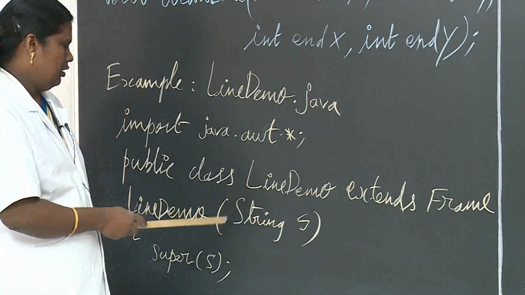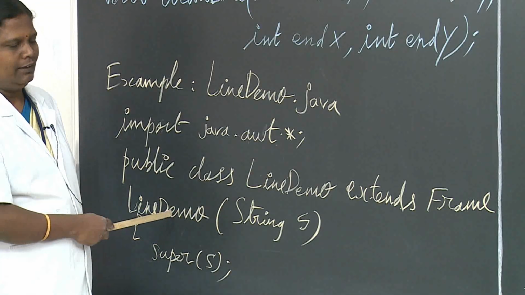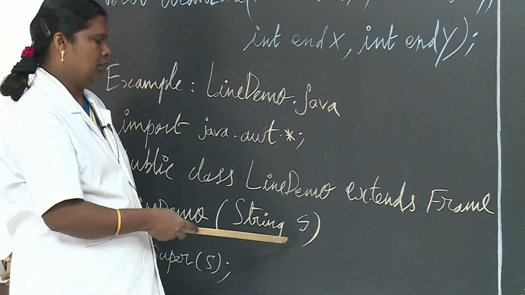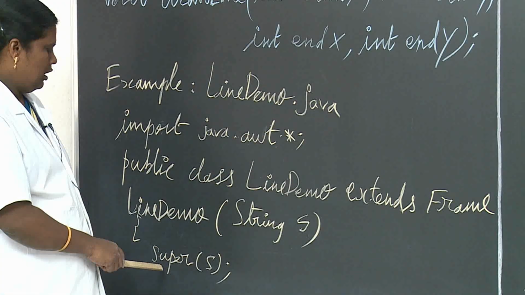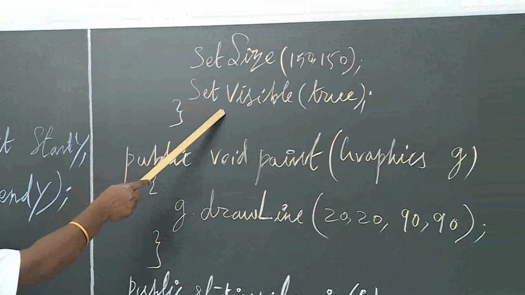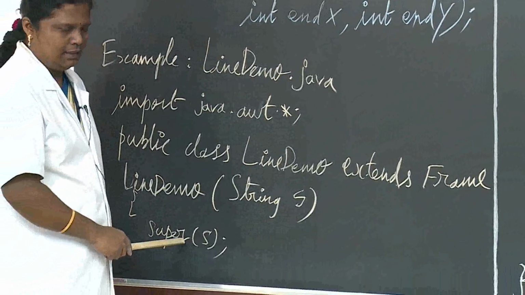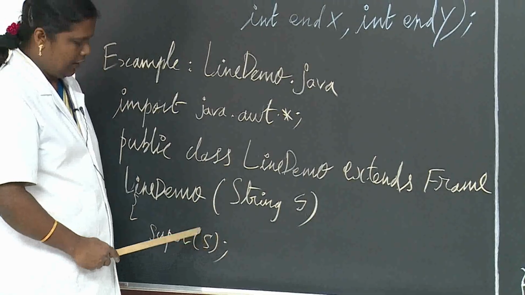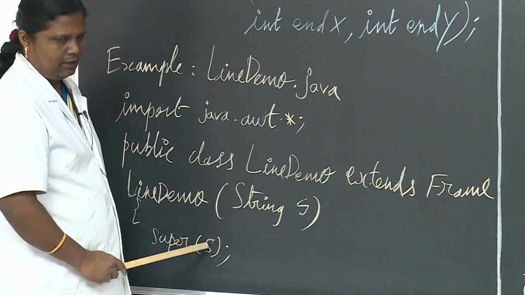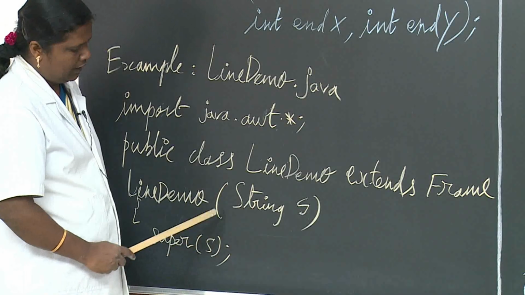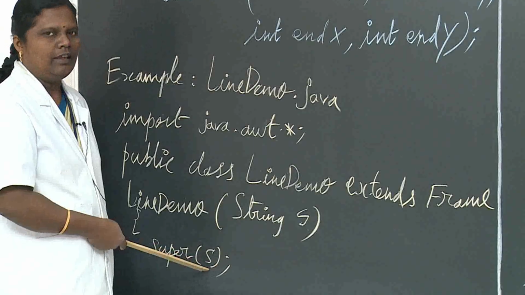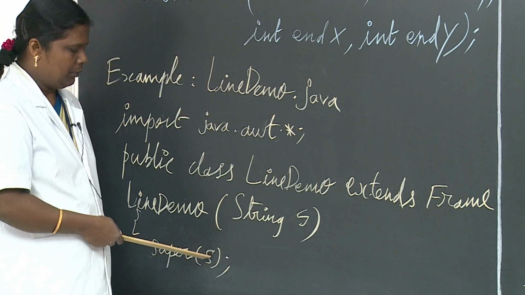Within this, I have created one constructor named LineDemo with one argument. The argument is a parameter of type String with the object s. This includes one super function, super(s), then setSize and setVisible. The argument passed through this class is passed here as s. Based on this example, s may include the name of this particular line, so we can assign a name for this line. This must be passed to the superclass.